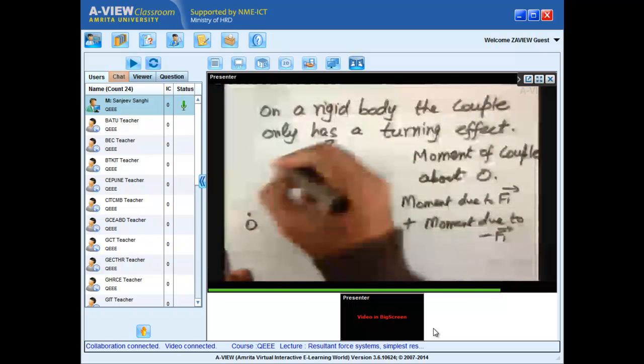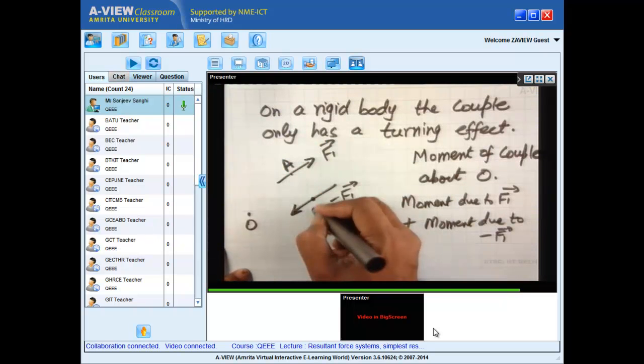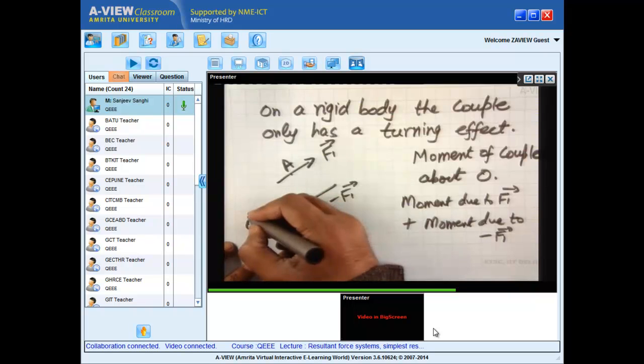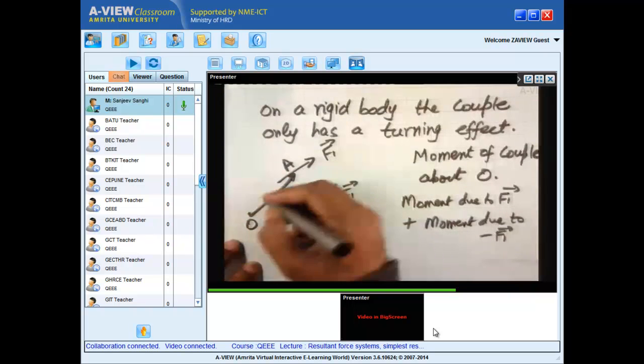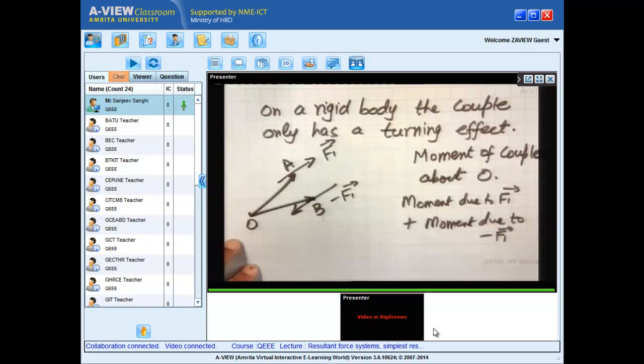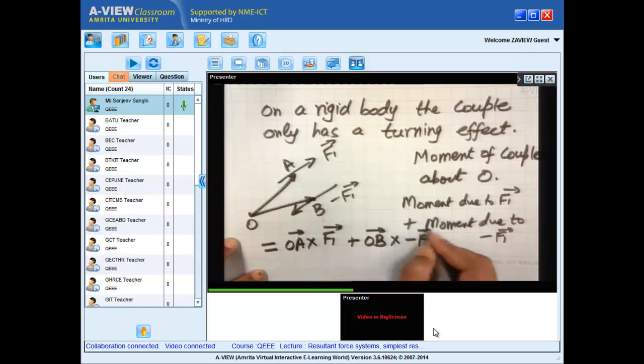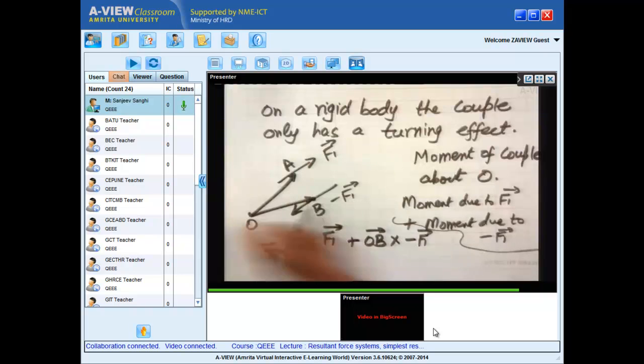So for that, what we do is, let us choose a point A on the line of action of F1, and let us choose a point B on the line of action of minus F1. And now to find the moment, I draw this vector OA, I draw the vector OB. So the moment of the couple will be equal to OA cross F1 plus OB cross minus F1. So this will be the moment of the couple because of these two forces about point O.